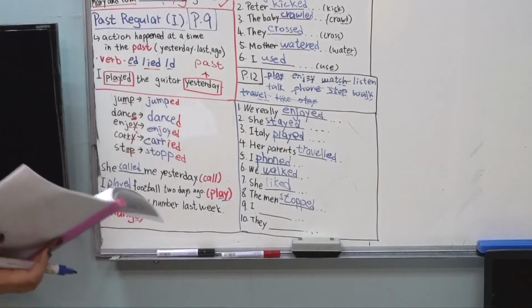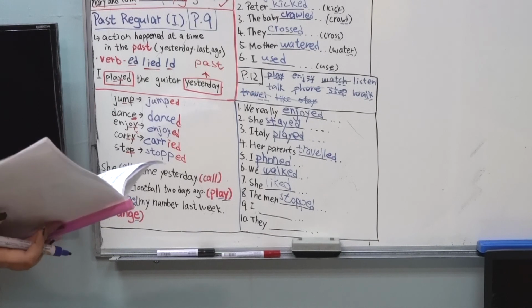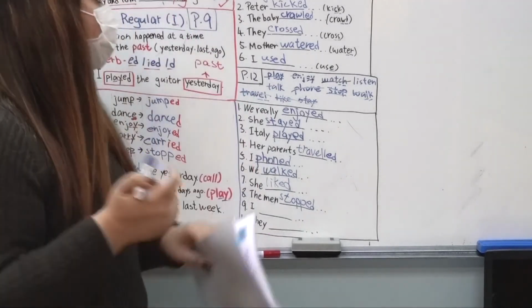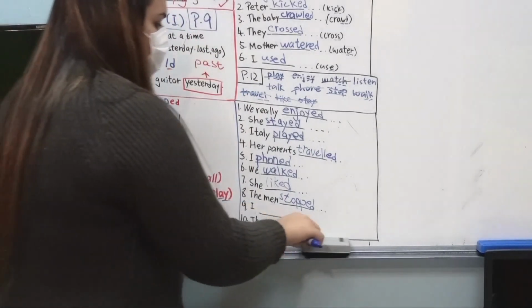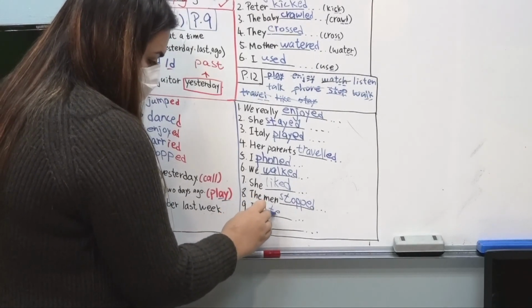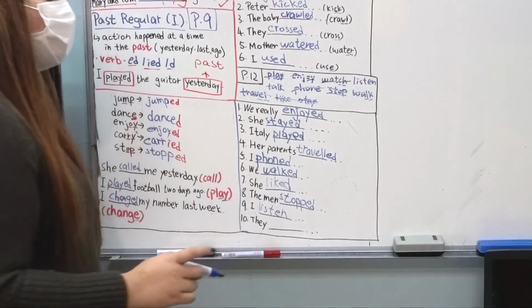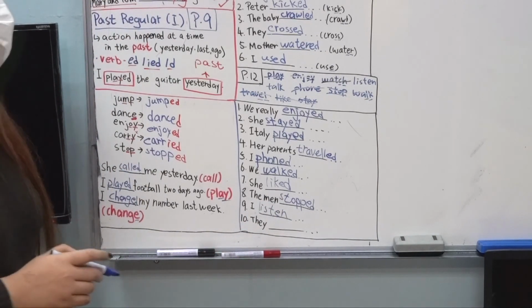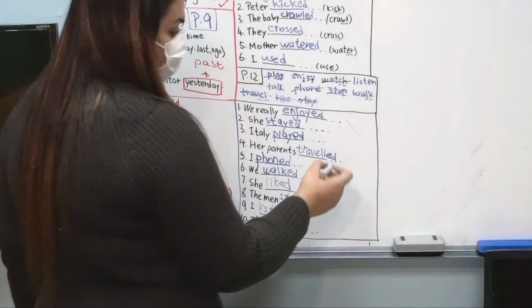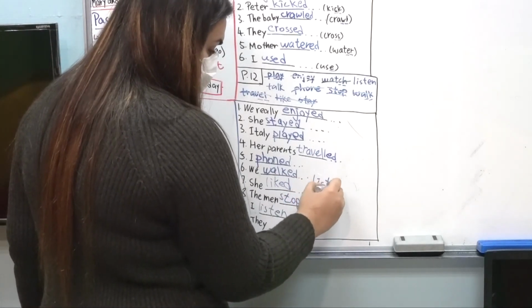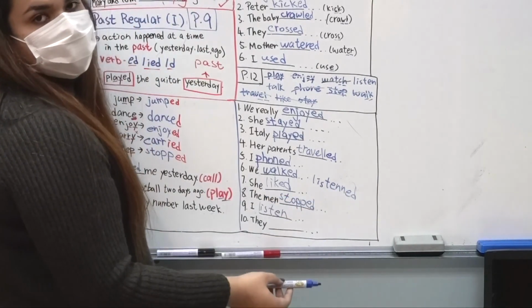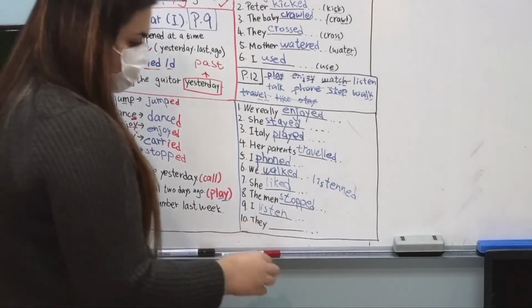Number 9. I watched a new song yesterday. So what can you do with the song? You can't talk the song, right? So you can listen to the song. Listened. All right. So listen is also a stress syllable. Okay, so we just add ed. So this one won't be correct. No, we cannot say listenned, right? No. Okay, no.